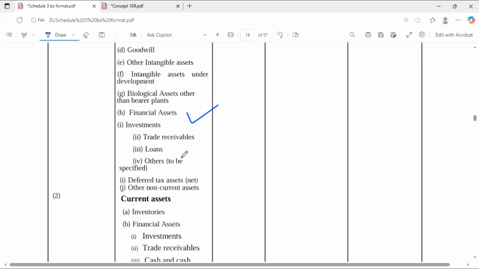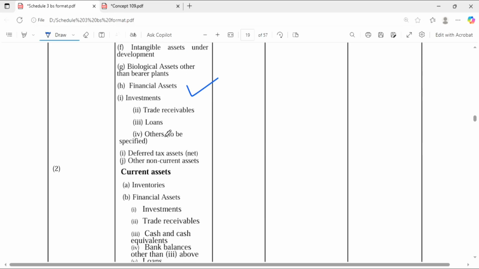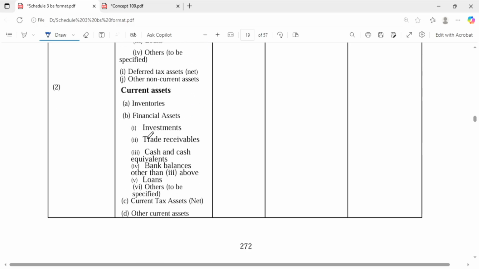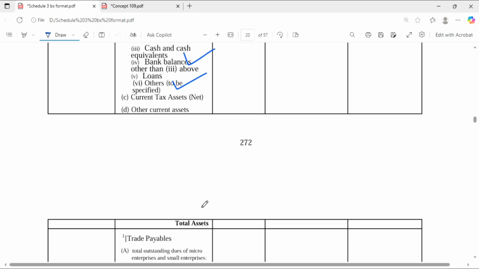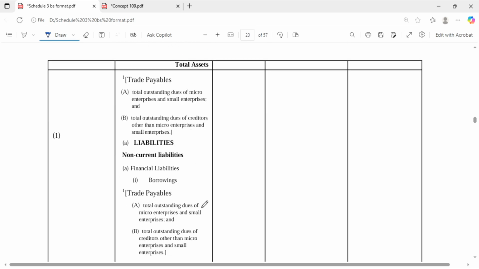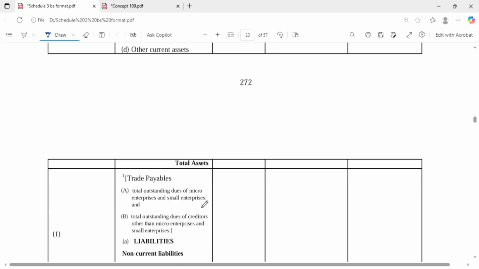So we're going to disclose here separately, and also the investments if we have any. This was about non-current, so in current also, which is less than 12 months, we have to show it in a current asset. So in current assets we'll show it as a financial assets, and same, see, cash and bank balance, the loans. Okay, same is there in liabilities also.